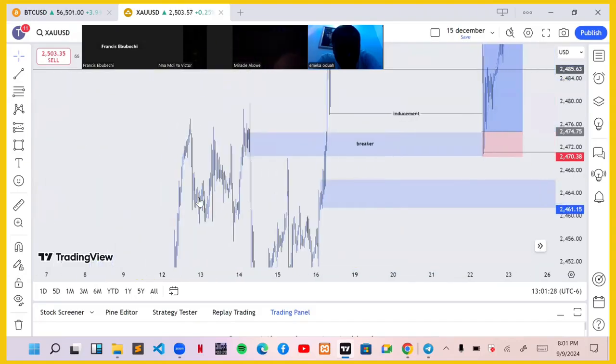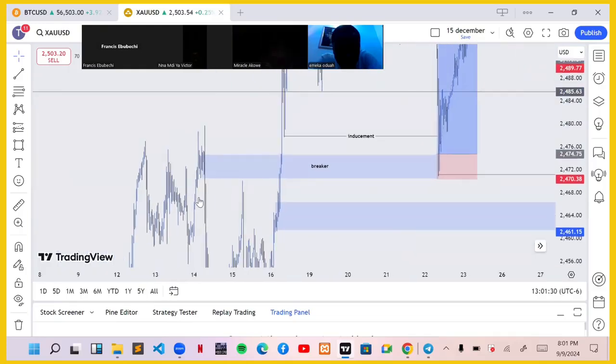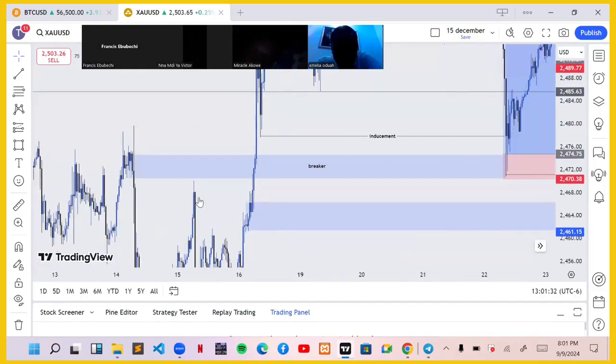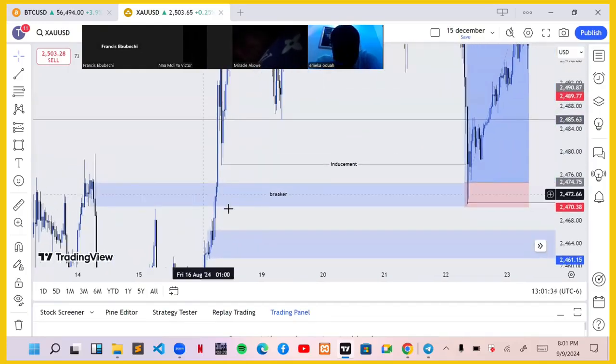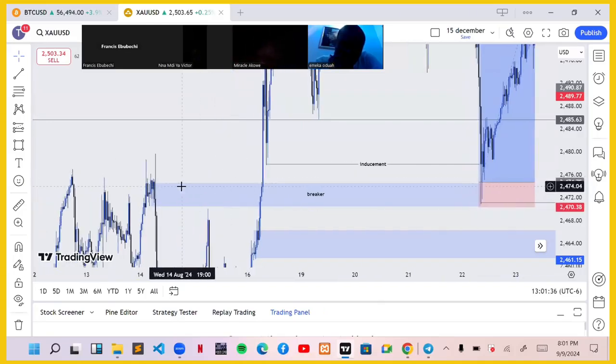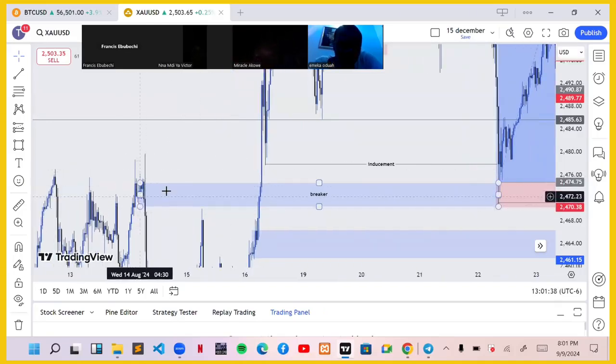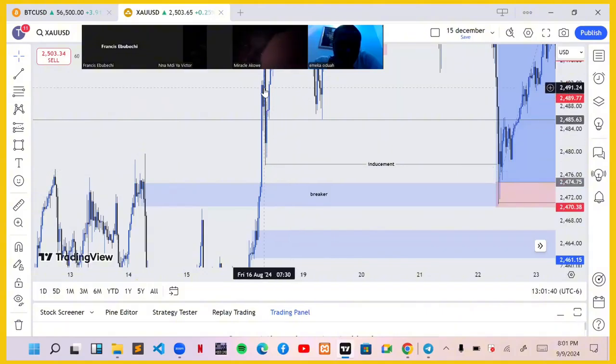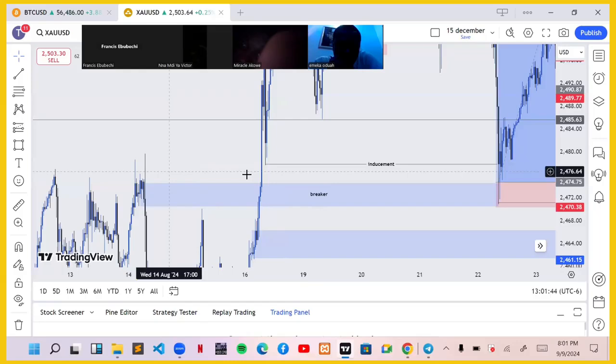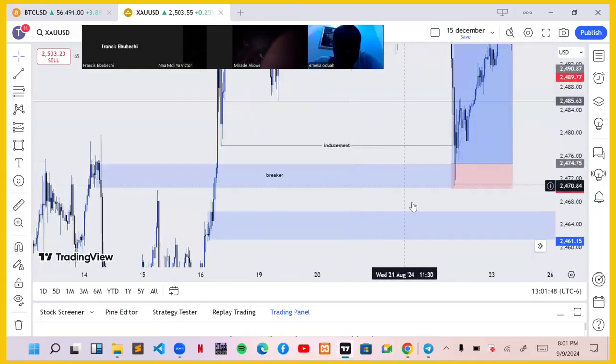Now, what you're paying attention to is the first pullback the market makes. The market broke out of this zone. This is the first pullback here, the inducement. If you pay attention, the inducement did not mitigate this breaker block. After the first move, after the break of structure, the market made the first pullback, which is the inducement here, but it did not mitigate the breaker. That's why I used the breaker as my buy entry.